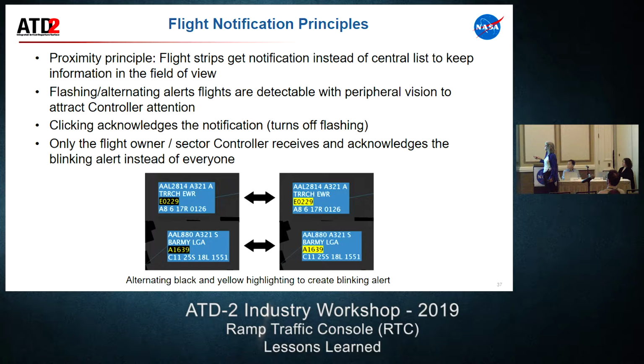So the flight notification principles. The proximity principle is that flight strips get a notification instead of the central list, to keep the information in the field of view. Like Debbie has said, the notification list lists the ground stops and MITs and so on, which apply to a large number of flights. On the data tag itself we have the information that applies to that specific flight, which keeps the information you need for that flight in your field of view.